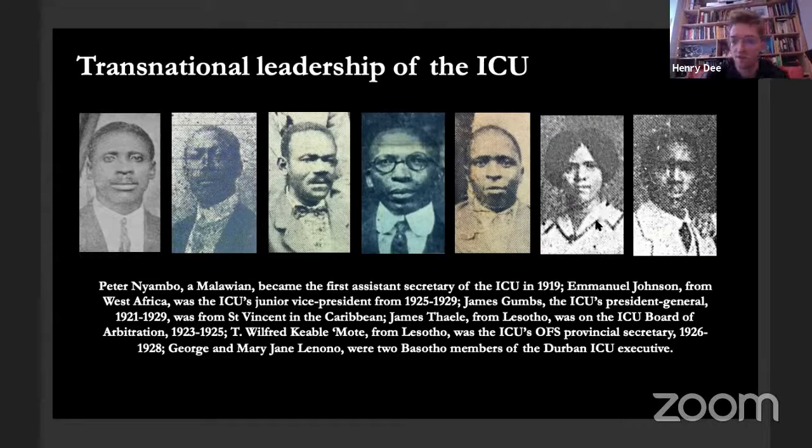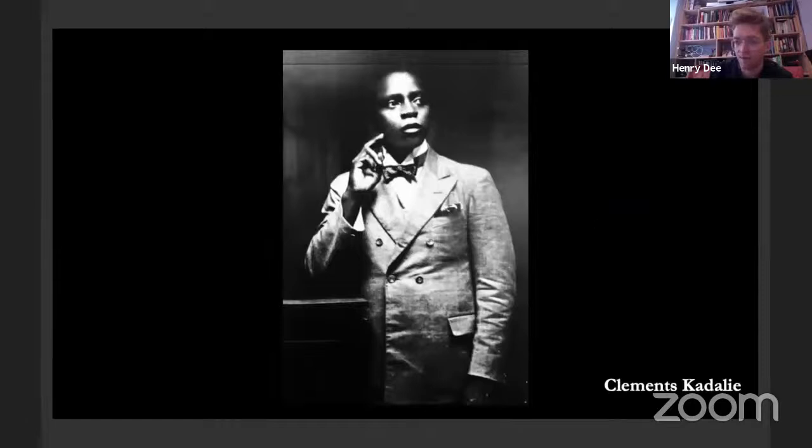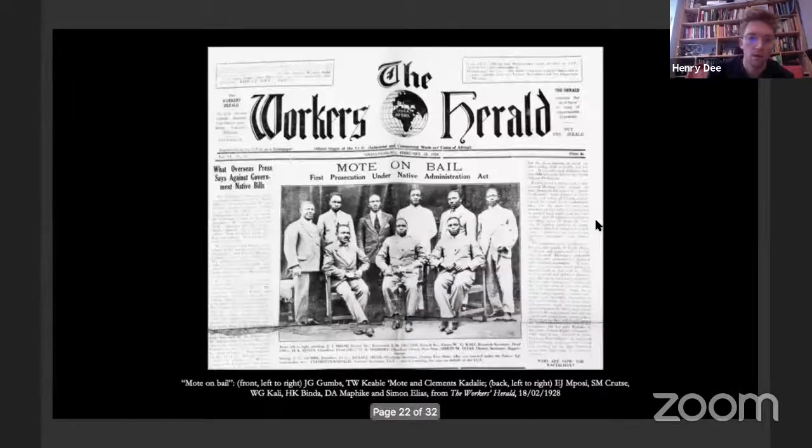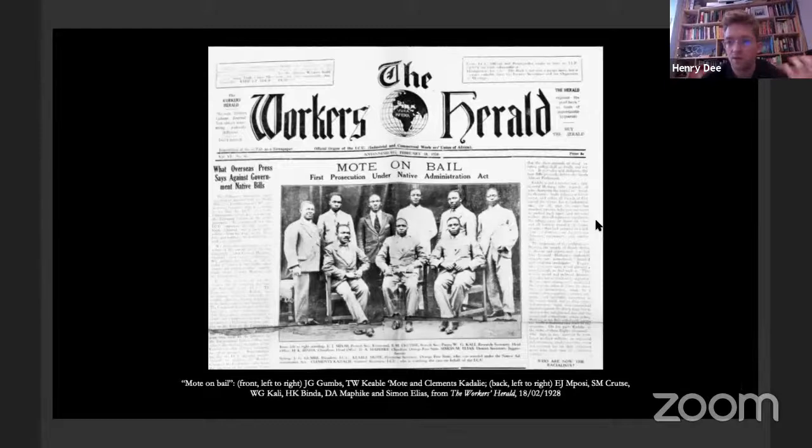So you've got a number of immigrant leaders who are incredibly prominent within the ICU, the most famous then being Clemens Kadalie from Malawi. And I think this photo captures the way that South African leaders work with immigrant leaders really nicely. You've got six South African born leaders of the ICU standing at the back, but sitting at the front are three immigrant leaders: James Gumede from the Caribbean, Mote from Lesotho, and Kadalie from Malawi. So immigrant leaders are at the forefront of the biggest Black organization in 1920s South Africa.